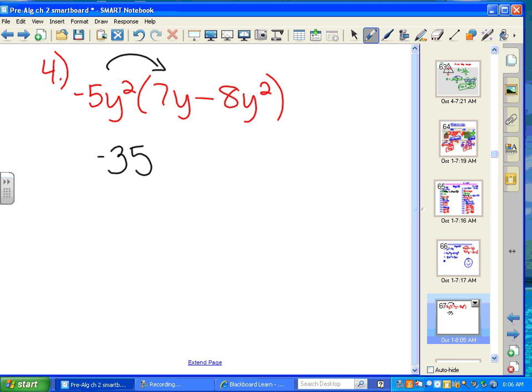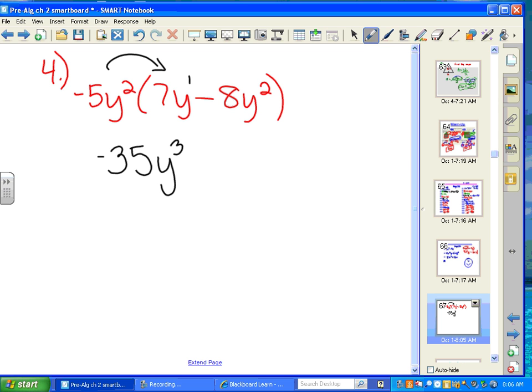Now here's the tricky part. Y squared times y to the first. What do you think? Adam, what do you think? Y to the third. Good job. All right, who can explain how he got y cubed? Annalise, why? Yep, y squared, there's 2 y's, times y, there's 1 y. Y times y times y in exponential form is y to the third.